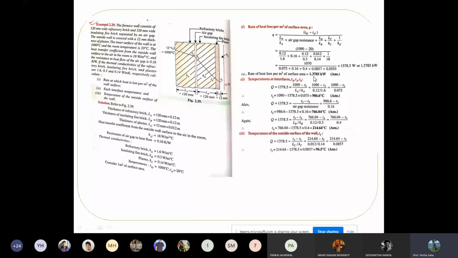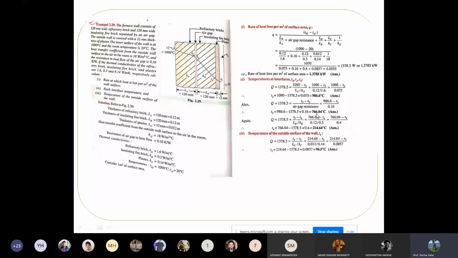Now how will we determine the temperature at the interface? Simple. Q you know, then from here to here, 1090 minus T2, then LA by KA for this layer. So you know all the parameters. You solve for T2, you get 988.6. Similarly, for the air gap, between T2 and T3, 1378.5 is equal to (T2 minus T3) divided by the air gap resistance. T2 you have already calculated. You can solve for T3. So that will be 766.0.